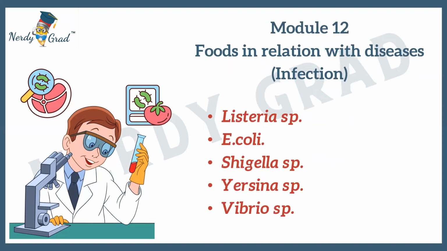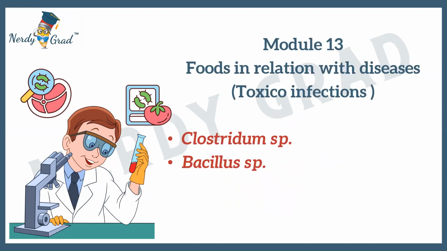Module 12 is again foods in relation with diseases, but this time it's about infections. So we have Listeria species infections, we have E. coli, Shigella, Yersinia infections, and then we have Vibrio species infections. Module 13 is food in relation with diseases, that is toxico-infections. We have Clostridium species and Bacillus species.